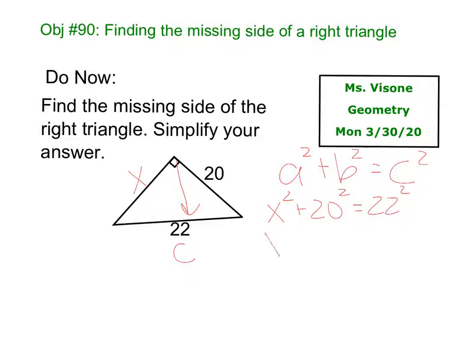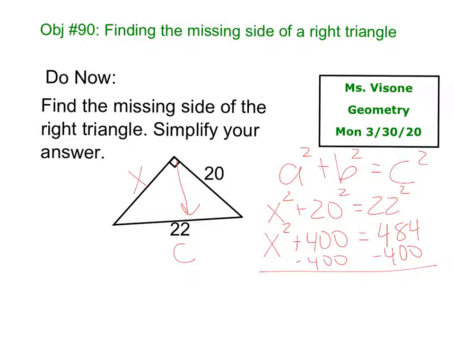20 squared is 400. Let's see, 22 squared. Don't know that one off the top of my head. 484. I'm going to minus 400 on both sides. X squared is 84. Then I'm going to take the square root. So I get x equals the square root of 84.